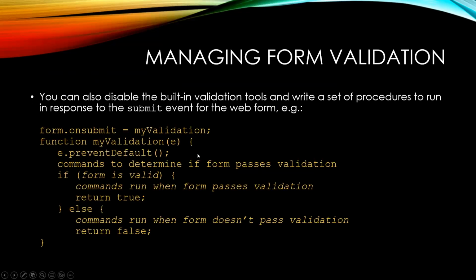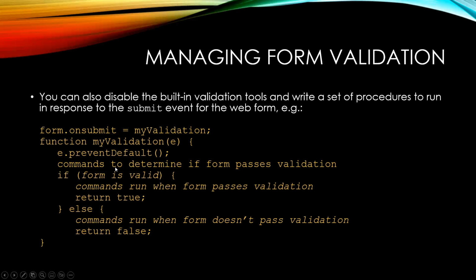Here we've got some code, which is just kind of pseudocode, but it's going to show you the syntax of what we want to do, because you can disable the built-in validation tools and then run your own validation tools when a user hits submit. So here, on submit, I want you to run my validation. That is going to overwrite the default of using the built-in validation. Then I create a my validation function that is going to, on the event, prevent the default. That's what's going to turn off the browser's validation and force it to go to yours.